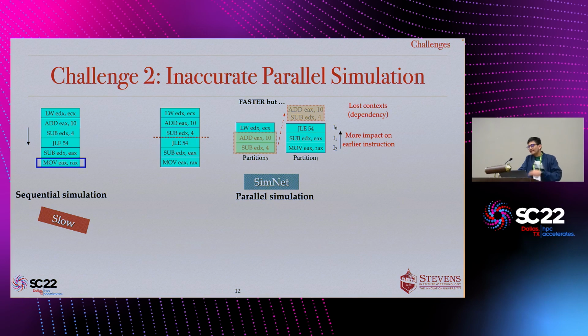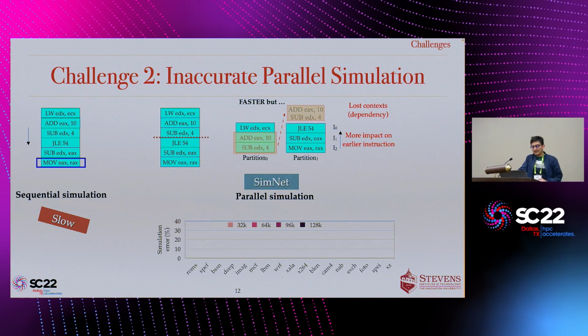And the earlier instruction has more chances of getting higher error because that's the point from where we break the dependency. Now let's move on to some empirical evaluation. So for 17 SPEC benchmarks, we tried to do parallel simulation. We're starting with 32K partitions to 128K partitions and compare the simulation error with sequential simulation.